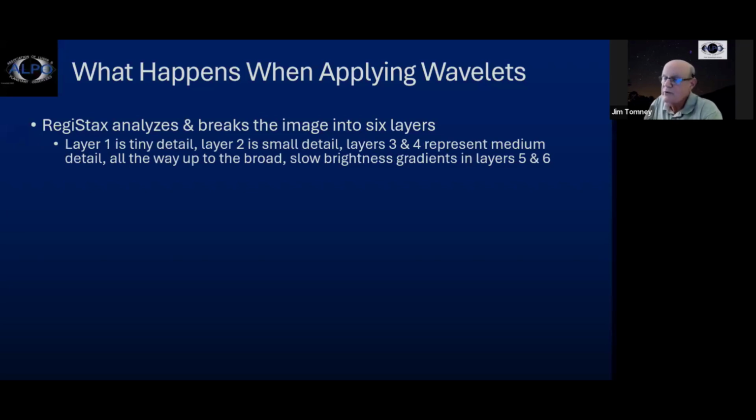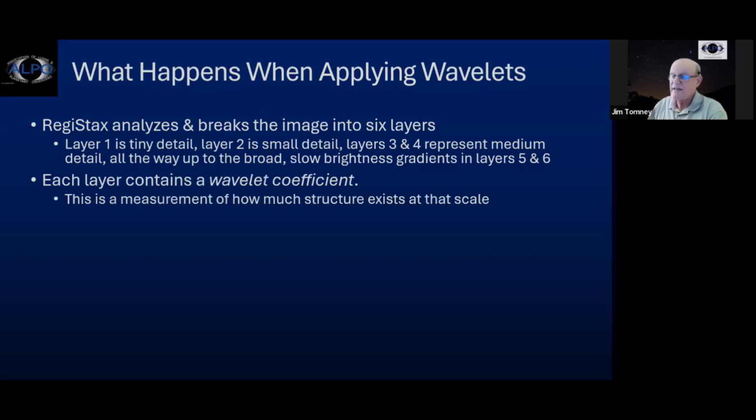So when you load your image, RegiStax is going to analyze and break the image into those 6 layers. As we've mentioned, layer 1 is very tiny detail. Layer 2, small detail. Layers 3 and 4, increasingly larger detail. That, again, is not super fast. It takes a little bit of time, maybe 4 to 8 pixels before the change occurs, all the way up to those very broad, slow brightness gradients that are in layers 5 and 6.